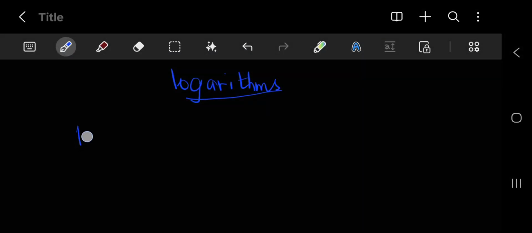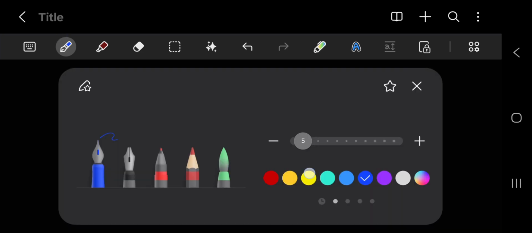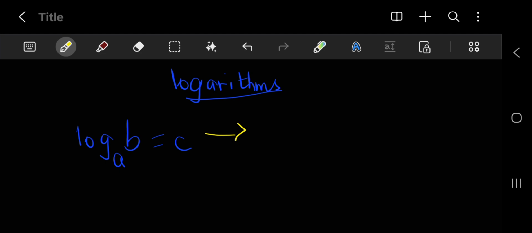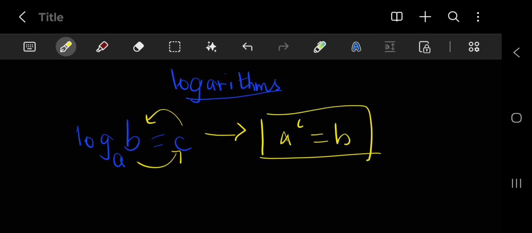Yeah, so today's topic is logarithms. Today's topic is basic logarithms. Log b base a is equal to c. So how do we write it in exponent form? Like that. Just in that direction, you can see that a power c is equal to b. So a power c is equal to b is the exponential form of log b base a is equal to c.